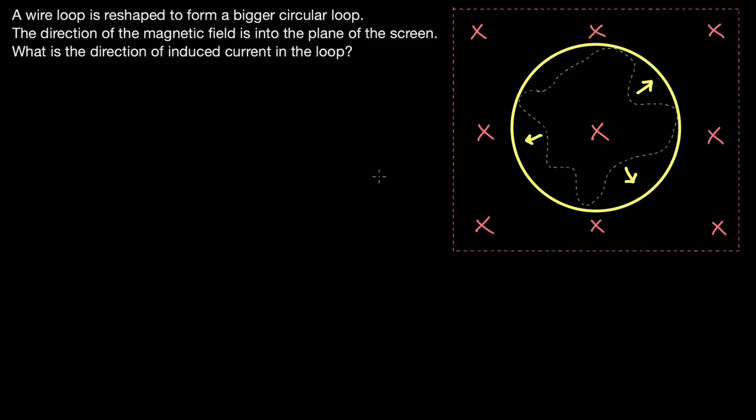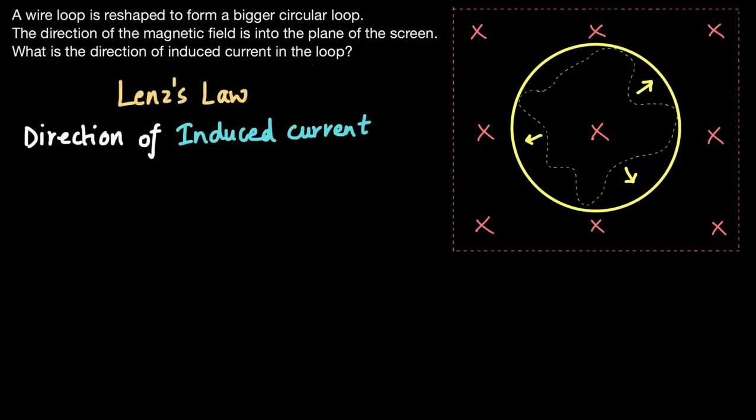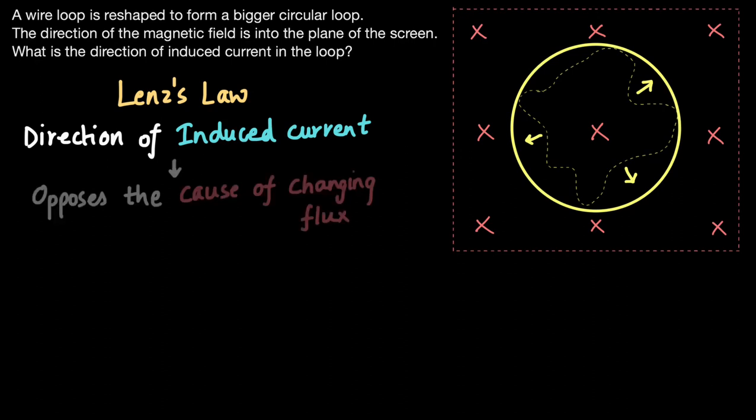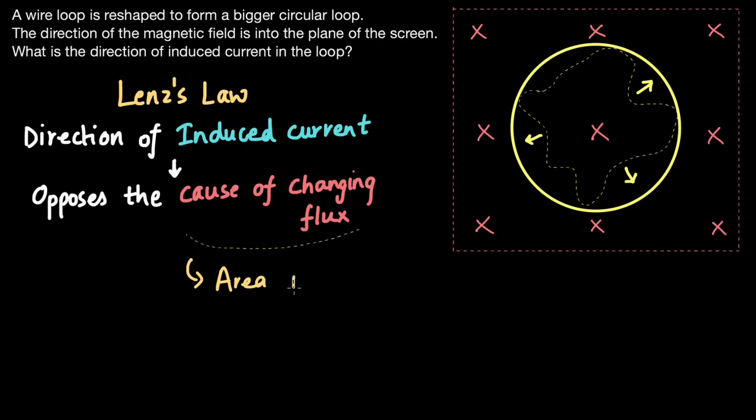Why don't you pause the video and first attempt this question on your own? Alright, to figure out the direction of the induced current, we can again use Lenz's law. It is always such that it opposes the cause of changing flux. So we can begin by thinking about the cause of changing flux in this scenario. Over here the area of the loop is being increased. So let's write that area increases.